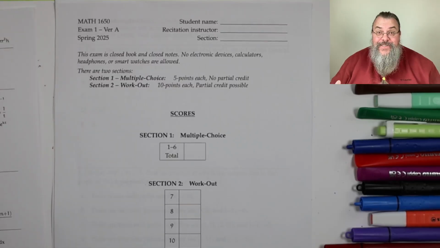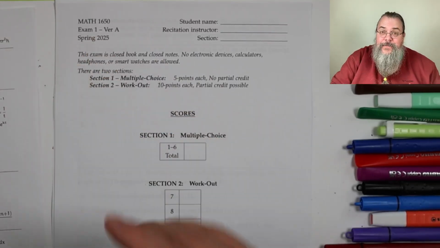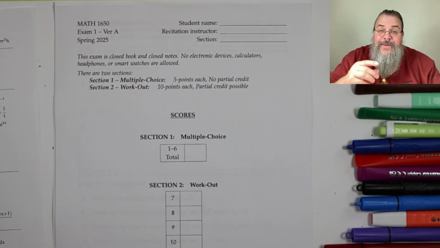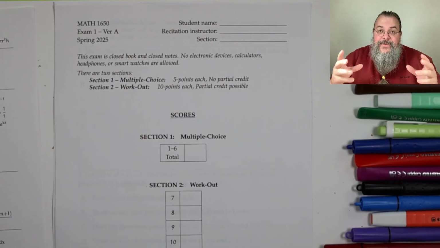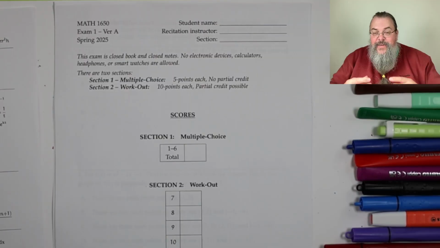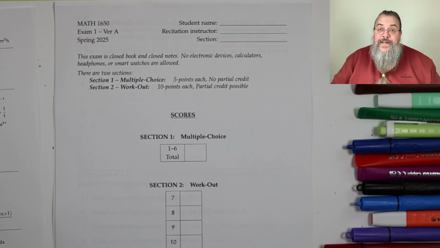So we have a lovely test here. Math 1650, that's what we call it locally, but probably better known as Calculus 1. And this is the first test in Calculus 1. It means we got some basics, ideas, particularly limits, and some derivatives. It's going to be a lot of fun.